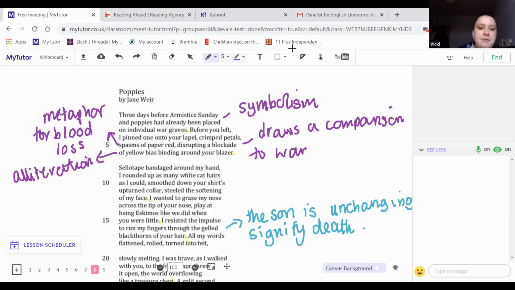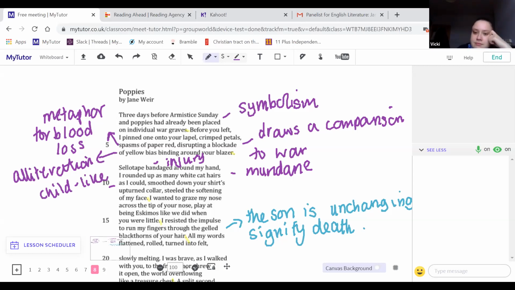Right, sellotape bandaged around my hand. So then you've got reference to injury going on here. I rounded up as many white cat hairs as I could. So generally this seems quite mundane, doesn't it? And I suppose represents everyday life. Smooth down your shirt's upturned collar. So I think this is quite childlike. Your mum's sorting that out for you.